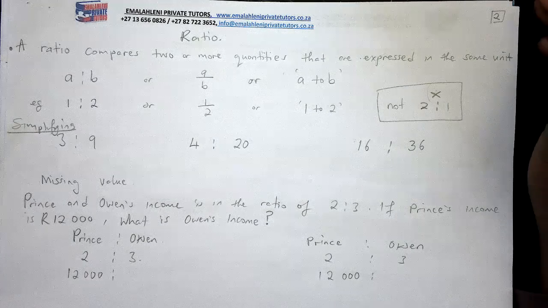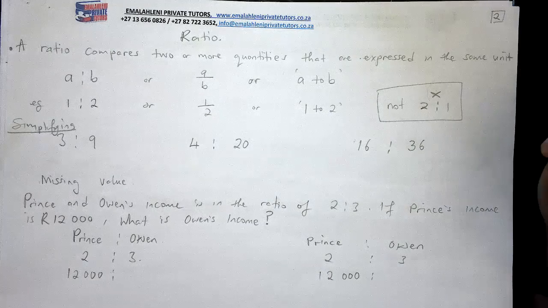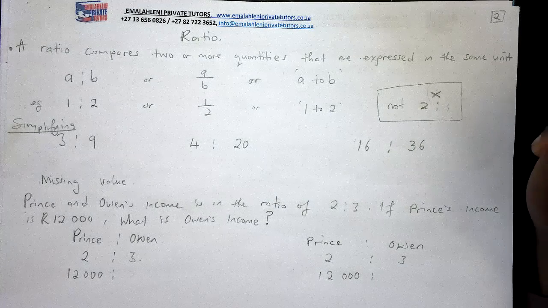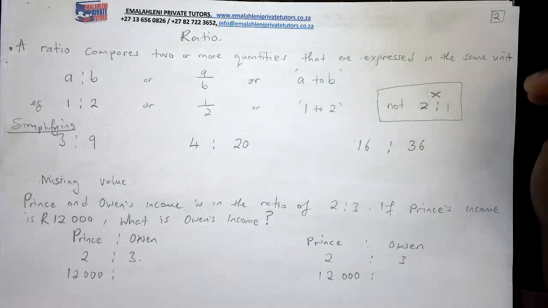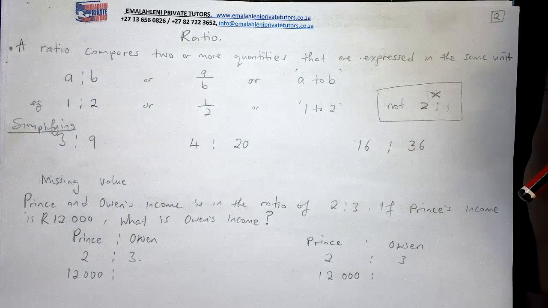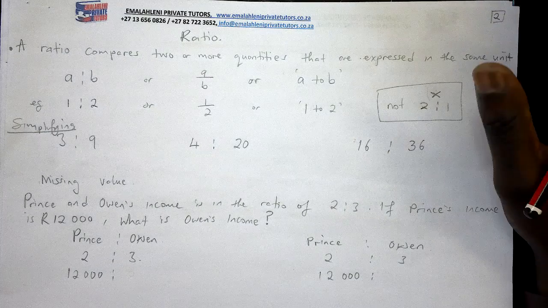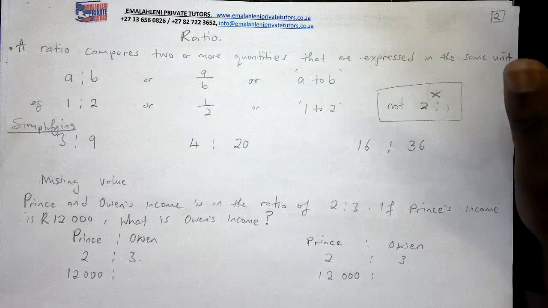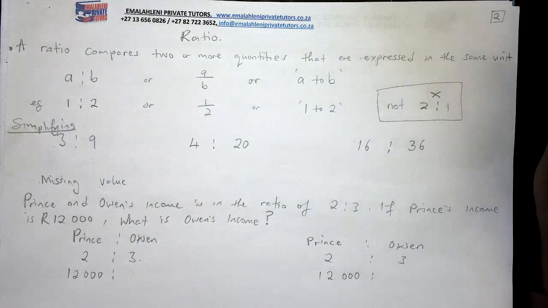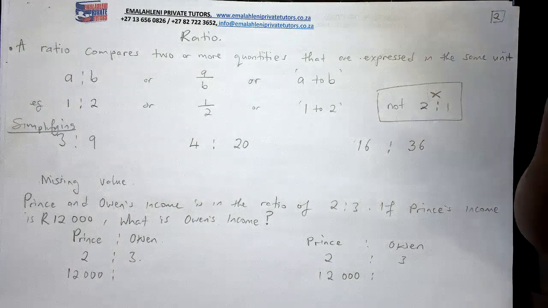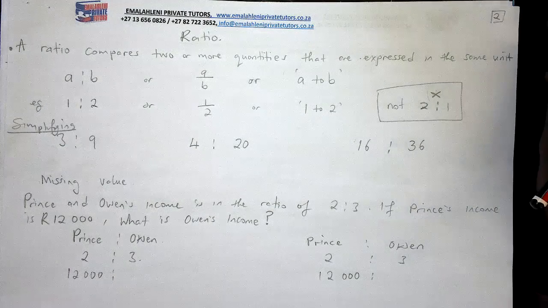Now, in method 3, we need to understand what ratios are. Ratios compare two or more quantities that are expressed in the same unit, meaning they must be the same unit. If we are referring to kgs, it only has to be kgs. If it is currency, it only has to be currency. We need to deal with one particular unit.